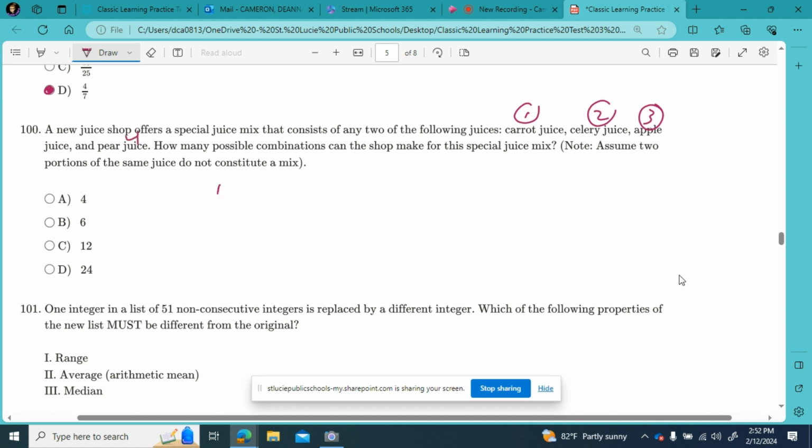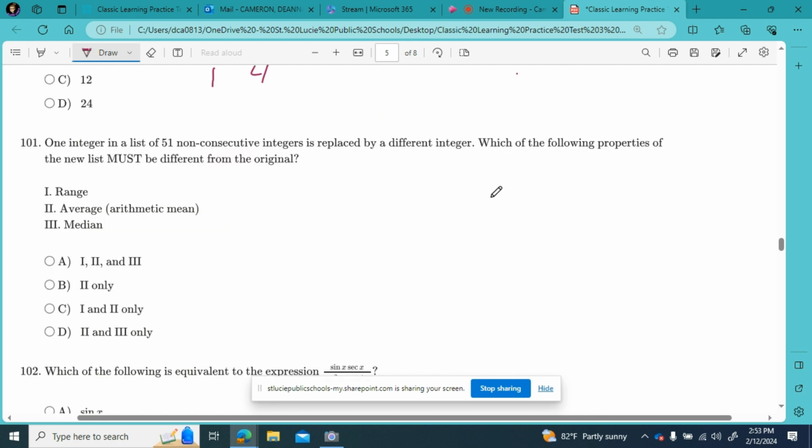So juice 1, carrot, can go with 2, 3, or 4. And then juice 2 has already gone with 1, so it can only go with 3 and 4. And then juice 3 can go with juice 4, but it's already gone with juice 2 and juice 1. And then that's it. So we have 6 possible combinations. And that's it for question number 100.